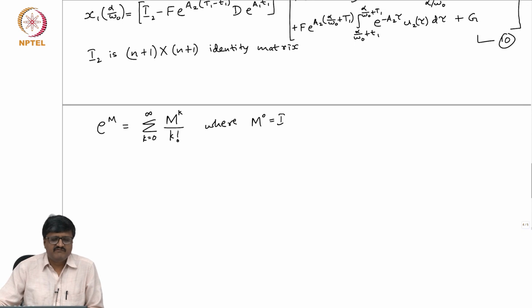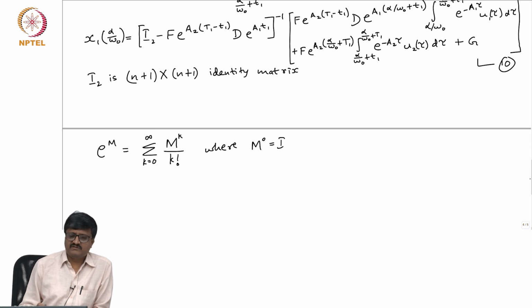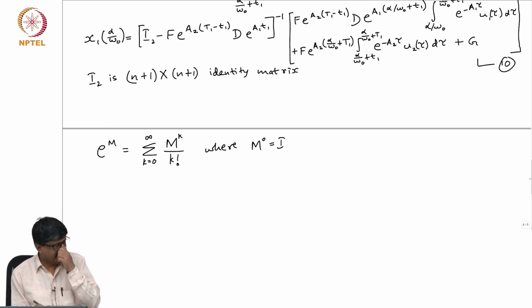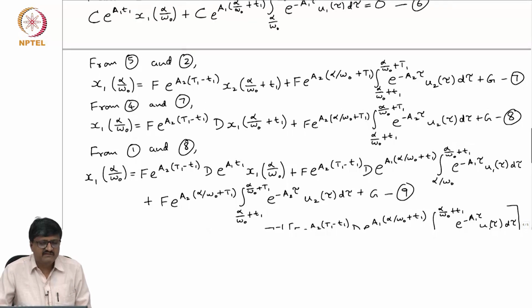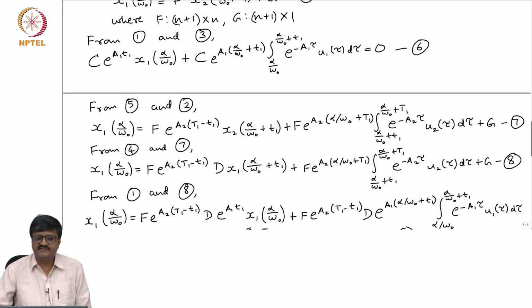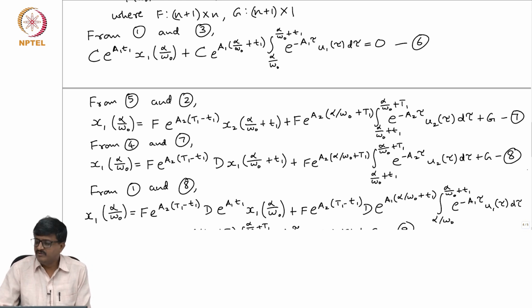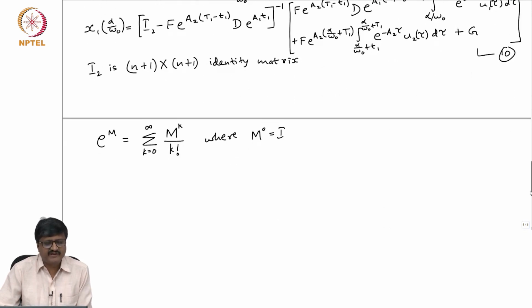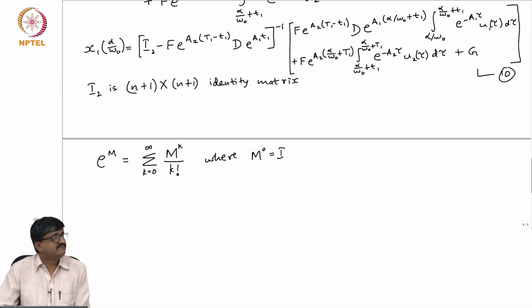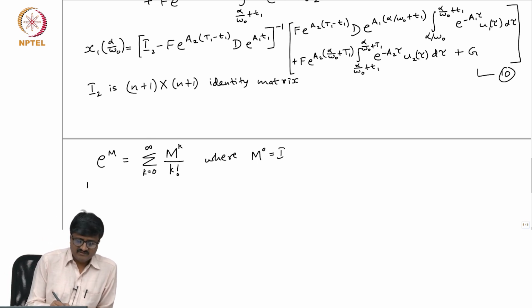Now let me finally write one more equation. I will use equation 10 and substitute this in equation 6. If you notice, the first term of equation 6 has x1 at alpha by omega o. Equation 10 is essentially giving the expression for x1 at alpha by omega o, so I substitute this expression in equation 6. So from 6 and 10.